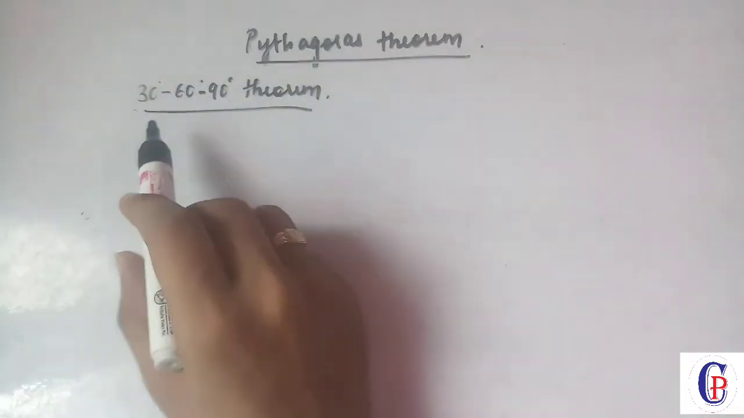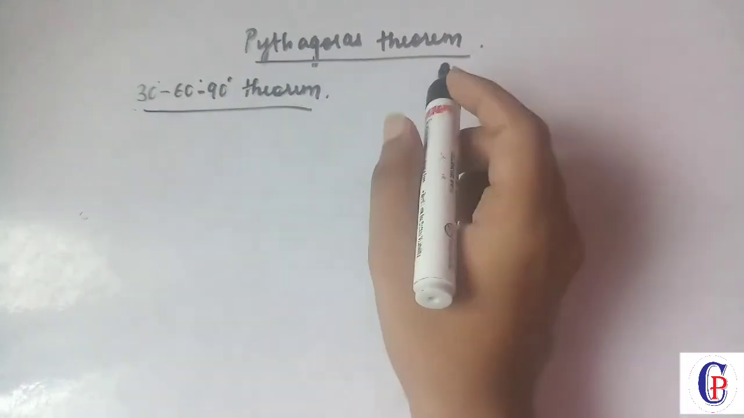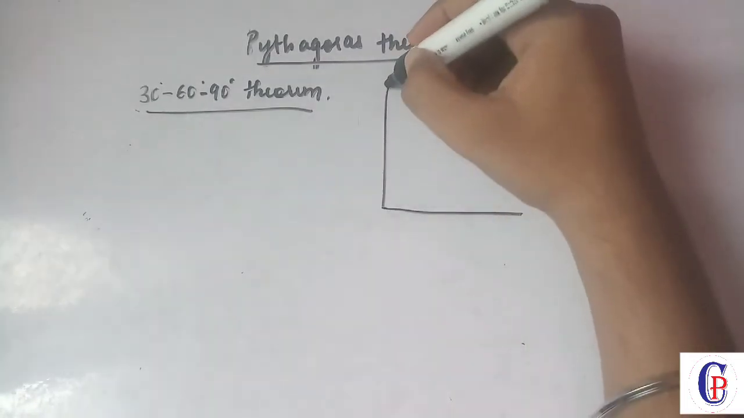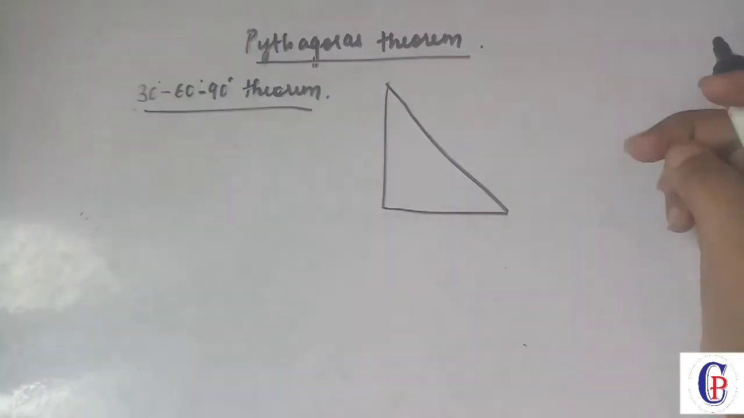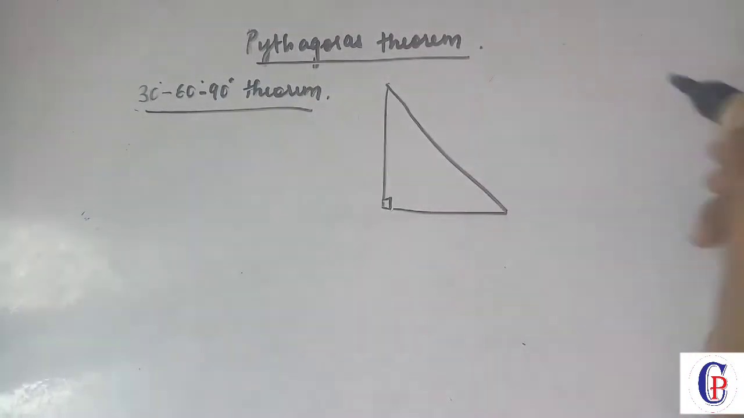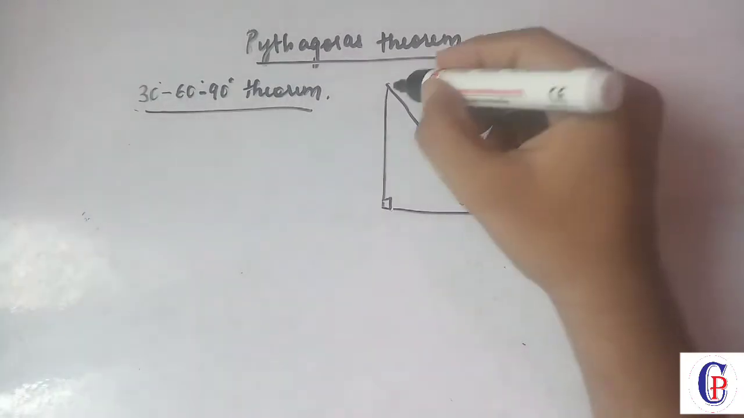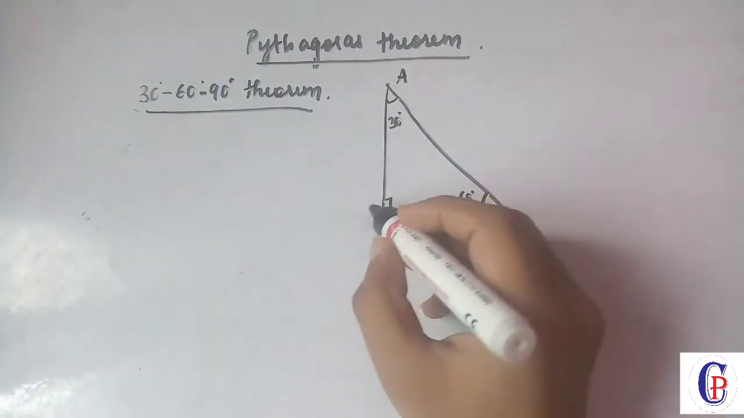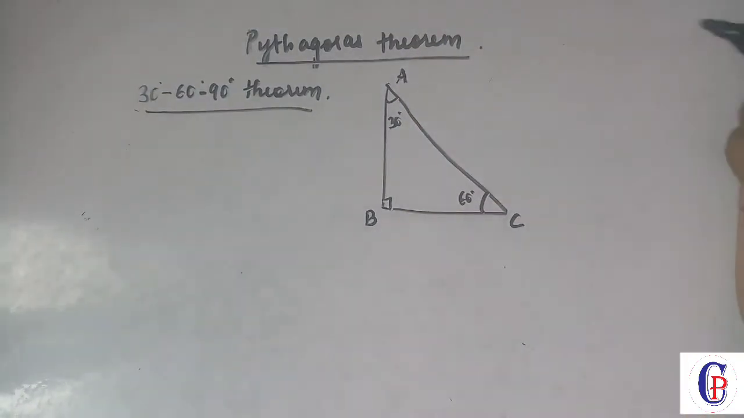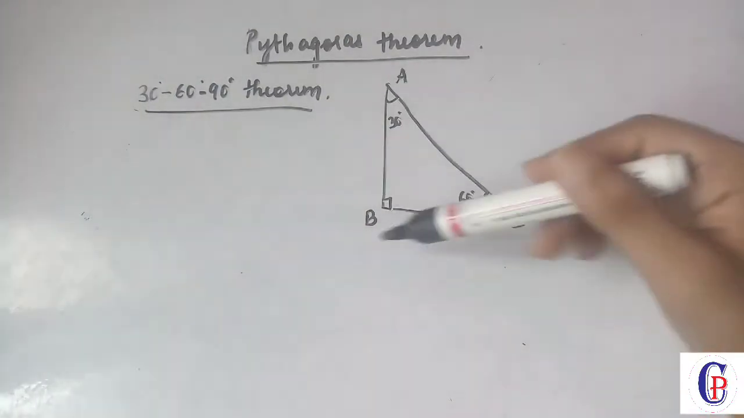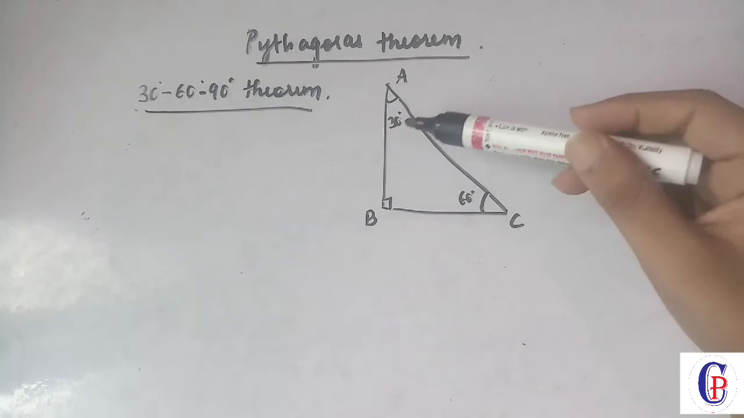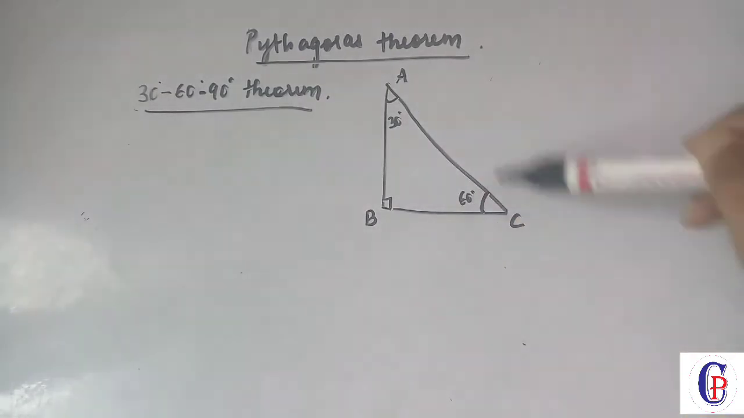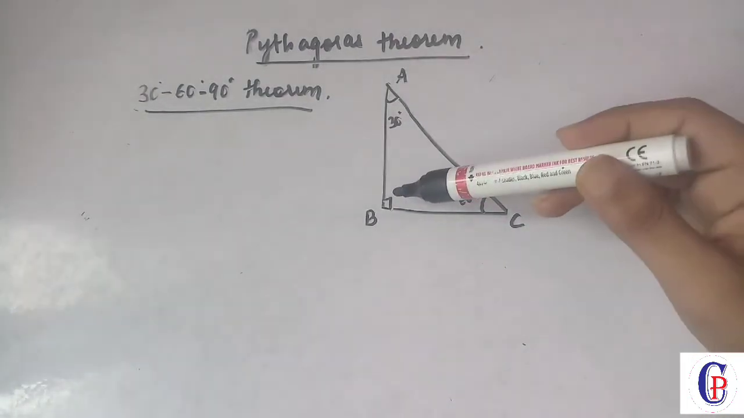The next theorem that we have is the 30, 60, 90 degree theorem. It means you will need a triangle whose angles are 30, 60 and 90. This is 90, suppose we take this as 60 and this as 30, and let us name it A, B and C. So what is given to us is a triangle ABC, or you can say triangle BCA, whose angles are 30, 60 and 90.